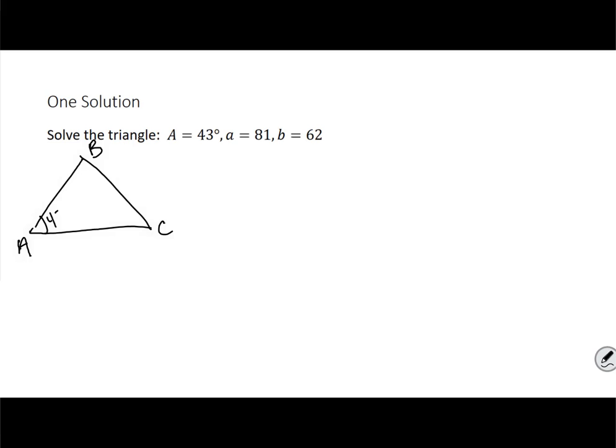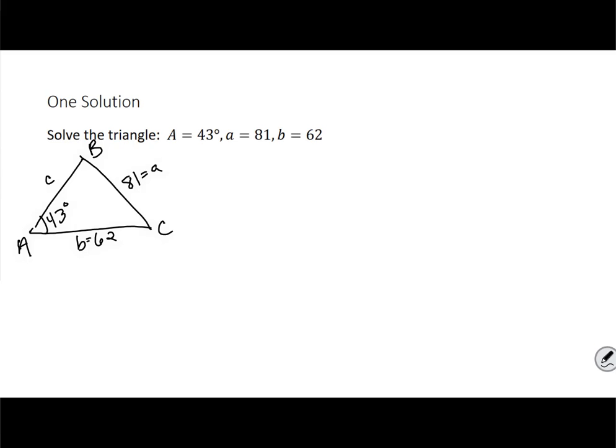Okay, so I know angle A is 43 and side a is 81. Angles B and C are unknown, but I do know side b is 62, and that's all I have. I need to find angle B, angle C, and side little c. Since I'm given an angle and its opposite side, I can start with the law of sines. I can't use the law of sines to find anything involving side c or angle C, because I don't know either of those. But I do know side b, so I can start with that.